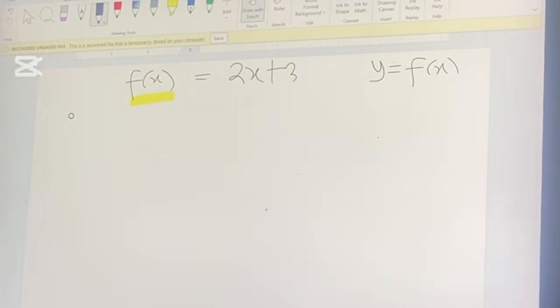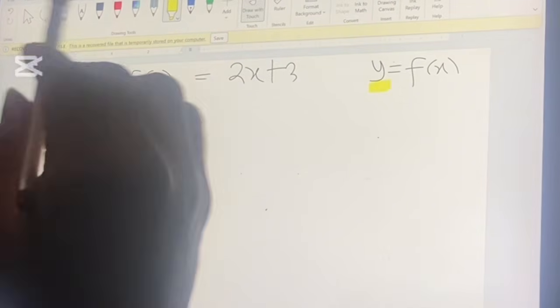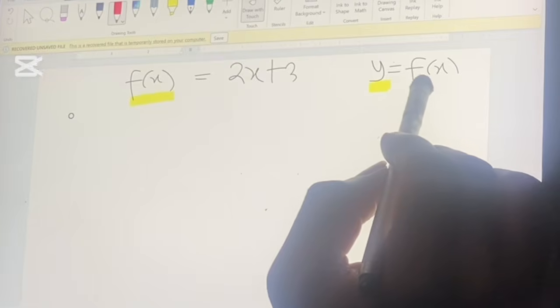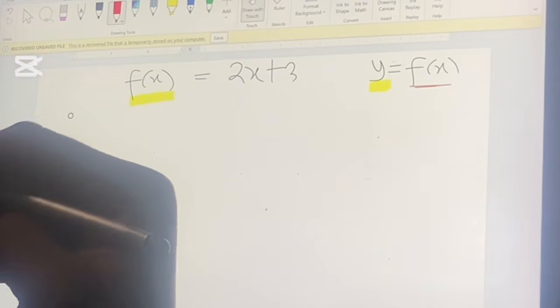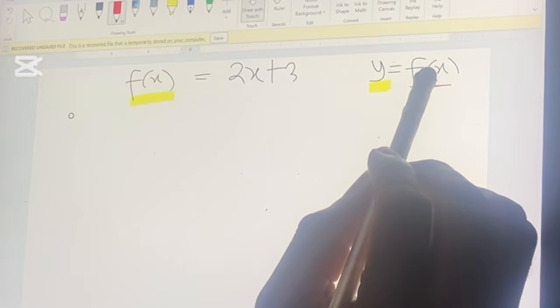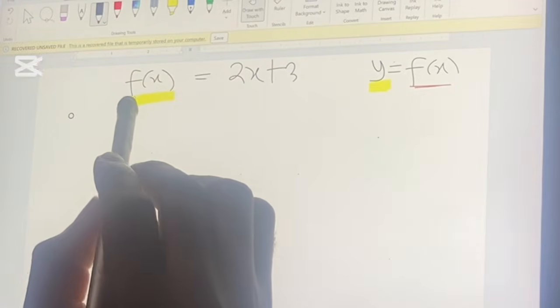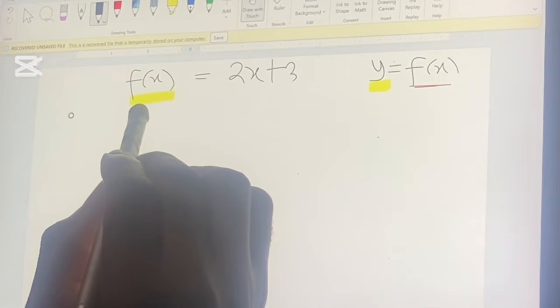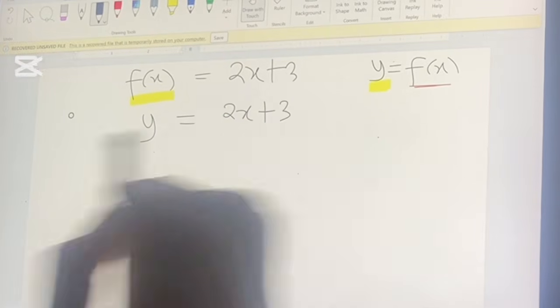Please take note. What does it mean here? It means that to represent a function as a letter is y, and to represent y as a function is f of s. If you are given y and asked to represent that as a function, it's f of s. If you are given f of s and asked to represent that as a letter, it's y. So representing f of s as a letter, we have y is equal to 2s plus 3.